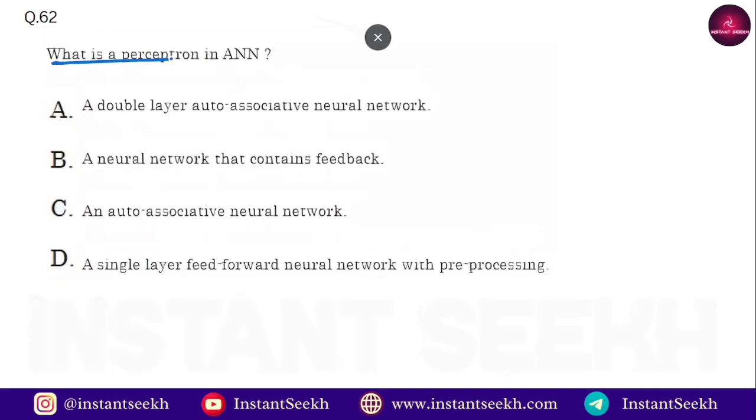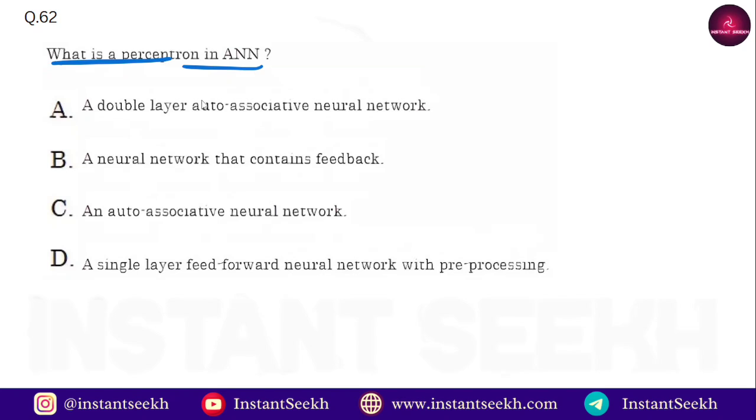What is a perceptron in ANN? Basically, a perceptron is the simplest type of artificial neural network, which consists of a single layer of output nodes connected to a layer of input nodes. It is feed forward, meaning the data moves in one direction from the input nodes to the output nodes. It includes pre-processing of the input data, typically involving a weighted sum and activation function.